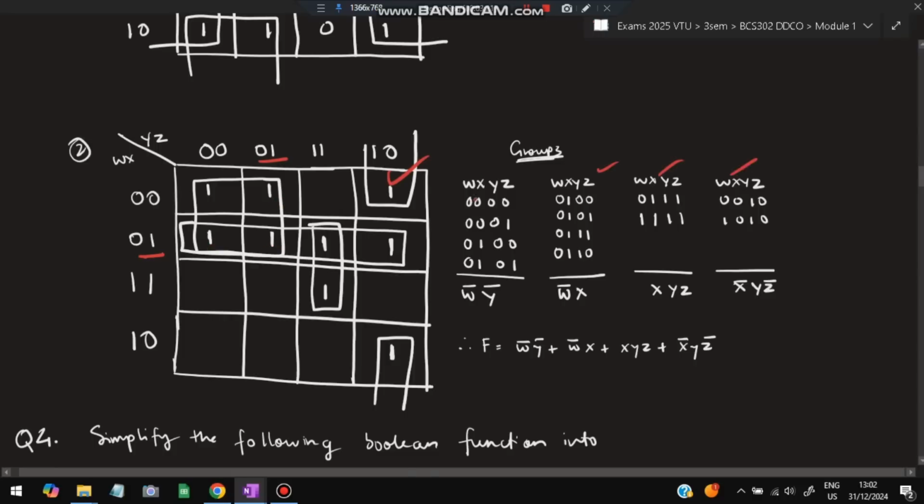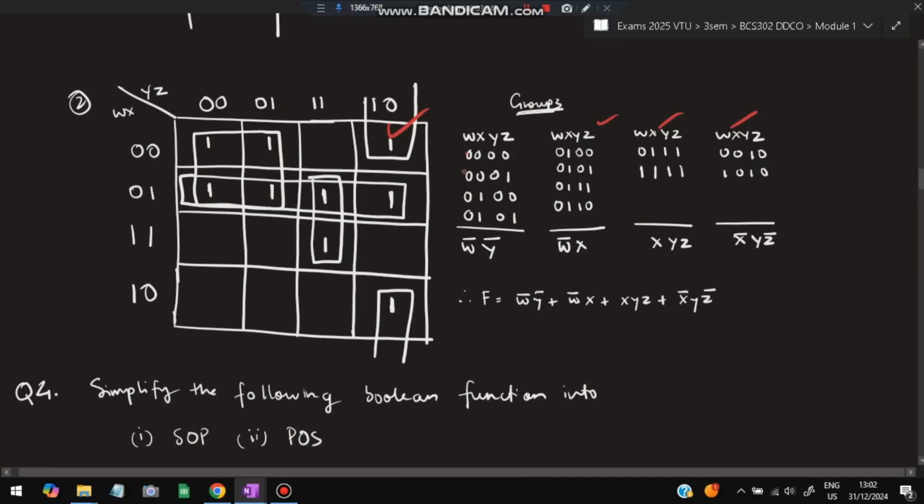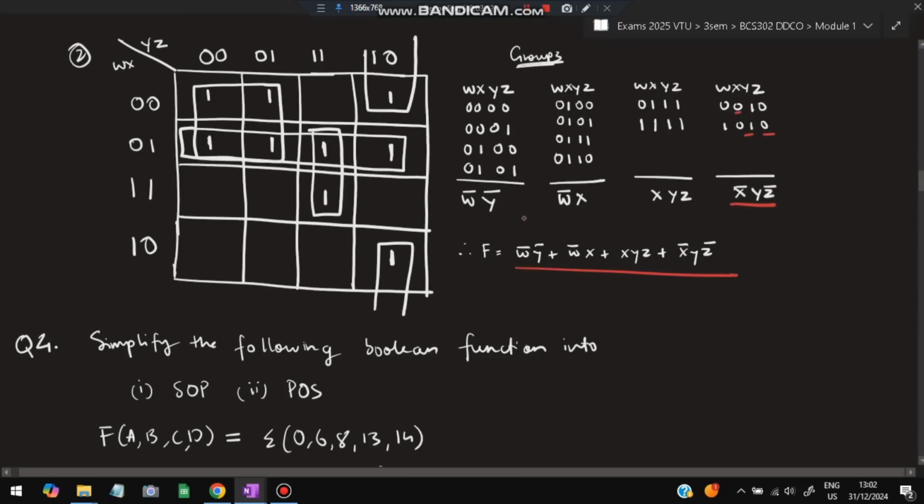After you're done for all the groups, just see which is not changing. W is not changing and it has a 0. So W bar. X has changed. Y is not changing. So Y bar. Z. Then here W bar X. Yeah, W bar X. And here W is changed. XYZ. So it will be XYZ changed, same, so it will be X bar YZ bar. Okay, after that we'll be writing F is equal to the combination of all of these. Okay, so this is the final answer.